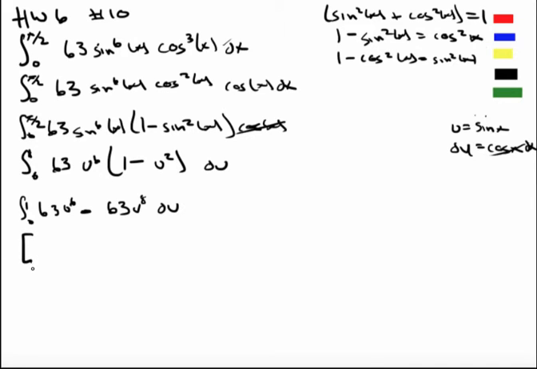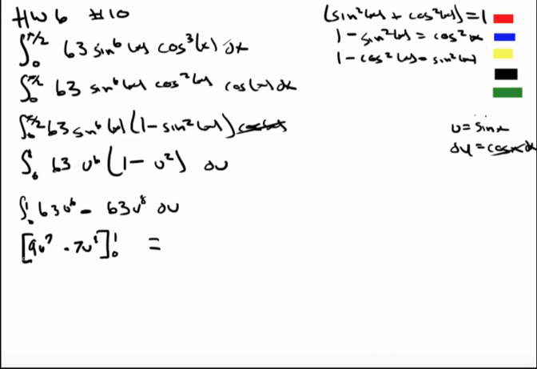And so the integral of u to the 6th is going to be u to the 7th divided by 7, and 63 over 7 is going to be 9. So we have 9 u to the 7th. And then the integral of u to the 8th is u to the 9th over 9, and 63 over 9 equals 7. So now we have 7 u to the 9th, and this is our integral from 0 to 1.